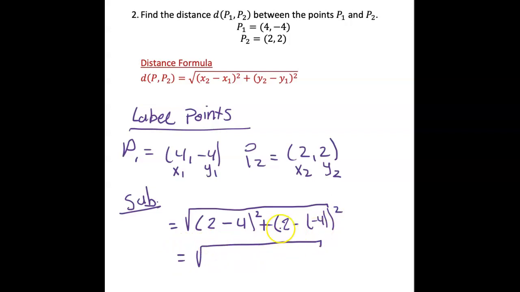Okay, so I substitute my points into my formula. And I'm going to go ahead and subtract this. That is going to give me negative 2. I'm going to square it. And then this here, negative times negative is a positive, so you're going to get 6.